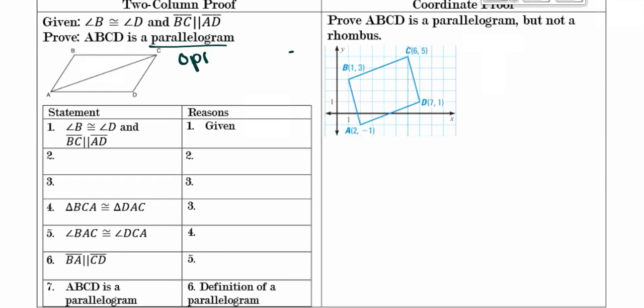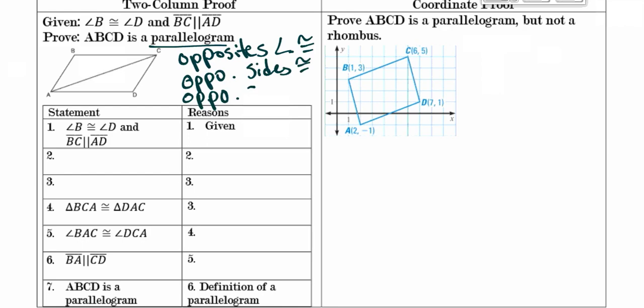So you could say opposite angles are congruent. I'm just going to abbreviate stuff. Or you can say opposite sides are congruent. Or you could say opposite sides are parallel. There's other stuff that you can say. We don't need to go through all of them. But you have your choice when you get to a coordinate proof. When you're going through a two-column proof, you don't really have a choice there. You just have to follow those steps exactly. When you're getting to a coordinate proof, you have to decide how do you actually want to prove it, and then do it that way.